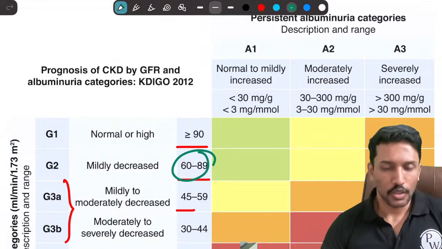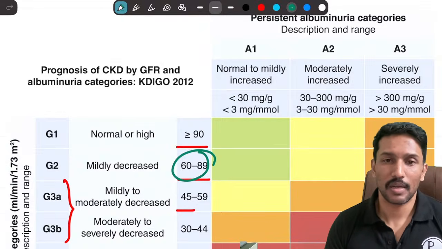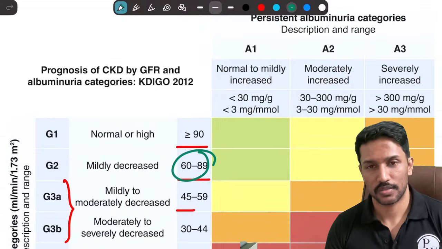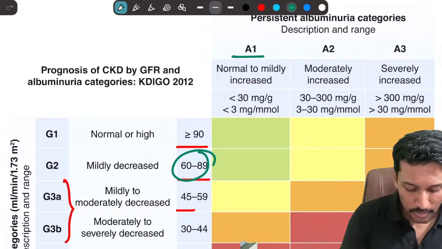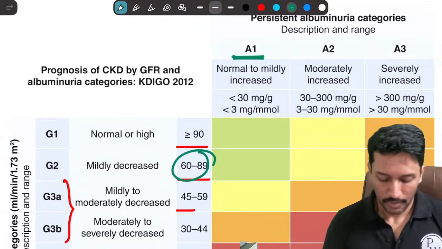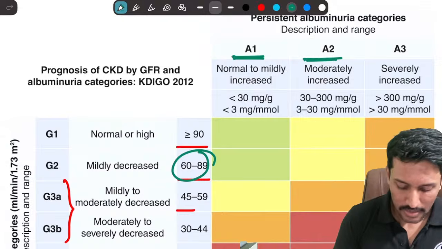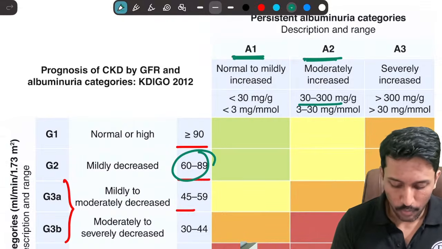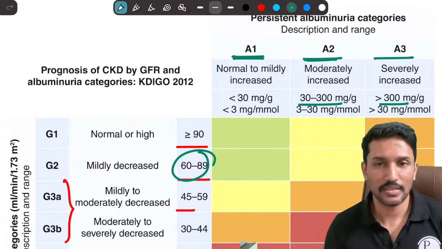Now if I am losing less than 30 milligrams of albumin per 24 hours, then it will be called as A1. If it is 30 to 300, it is A2. And if it is more than 300 milligrams, then it will be called as A3.